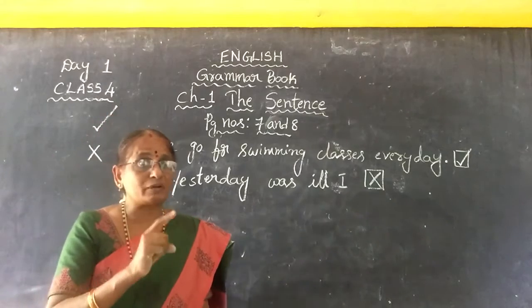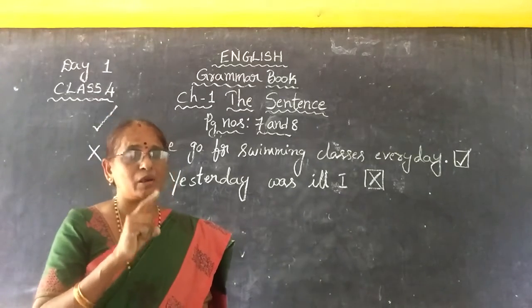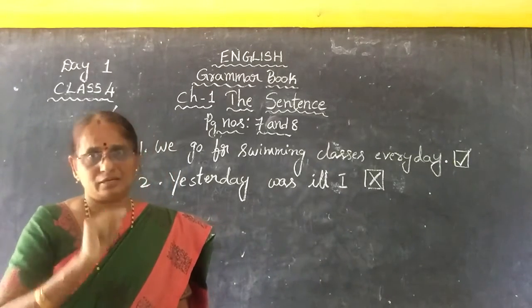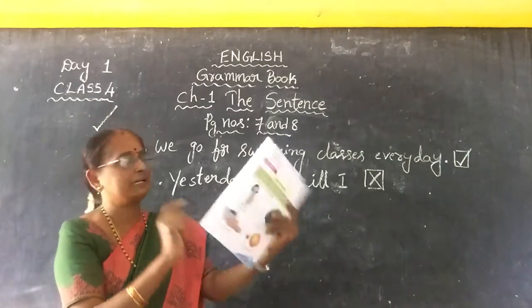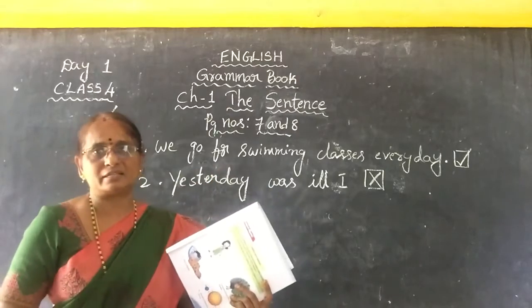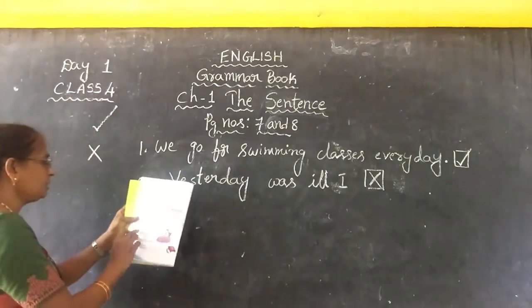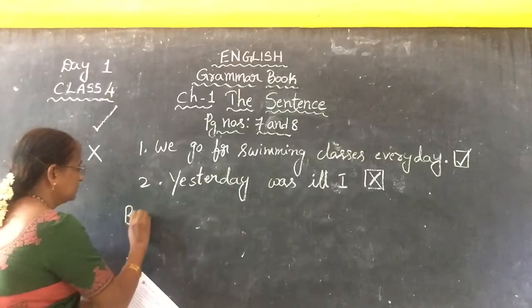But what is the rule for proper noun? You know, when we write the proper noun, the first letter is a capital letter. This is our heading, children. See here, 1 to 8 sentences and here 9, 10, 11 sentences. Okay. See here. First one, B, children.